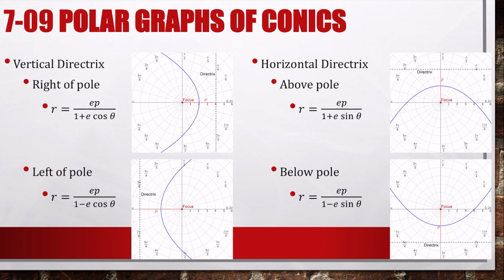So here are the equations of all polar graphs of conics, at least the horizontal and vertical. We have the top, it always starts r equals, the top is always EP, and then we have 1, and then it'll be plus or minus E, that's all the same, and then it's cosine or sine. Vertical directrix, it's cosine. Horizontal directrix is sine.